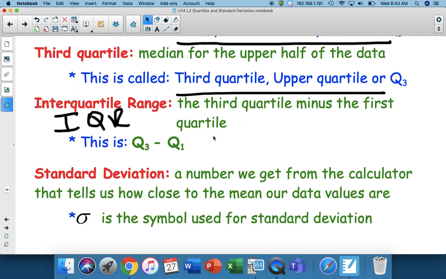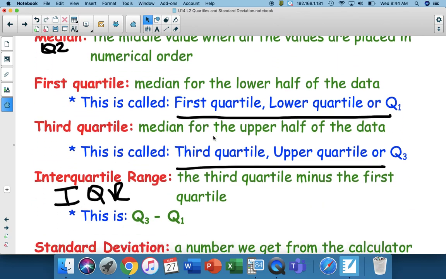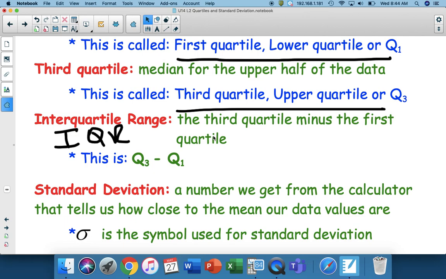That's your fourth quartile. And the last thing you need to know is your standard deviation. Standard deviation is a number we get from the calculator that tells us how close to the mean our data values are. So this is the important symbol for it. And I'm going to show you in the calculator how to find your standard deviation and what it kind of means. I'll explain that as we go along. So if you haven't paused on any of this, make sure you pause so you get all the things you need, okay?